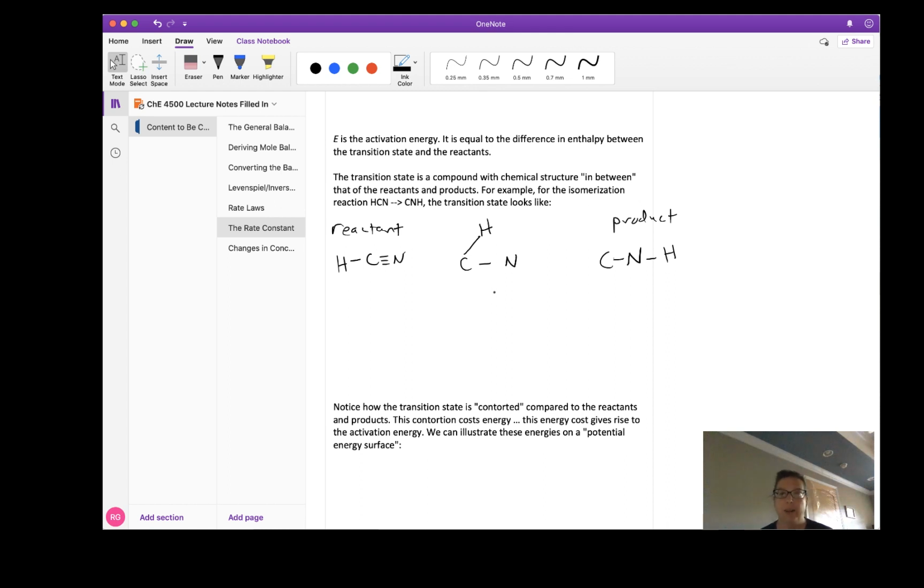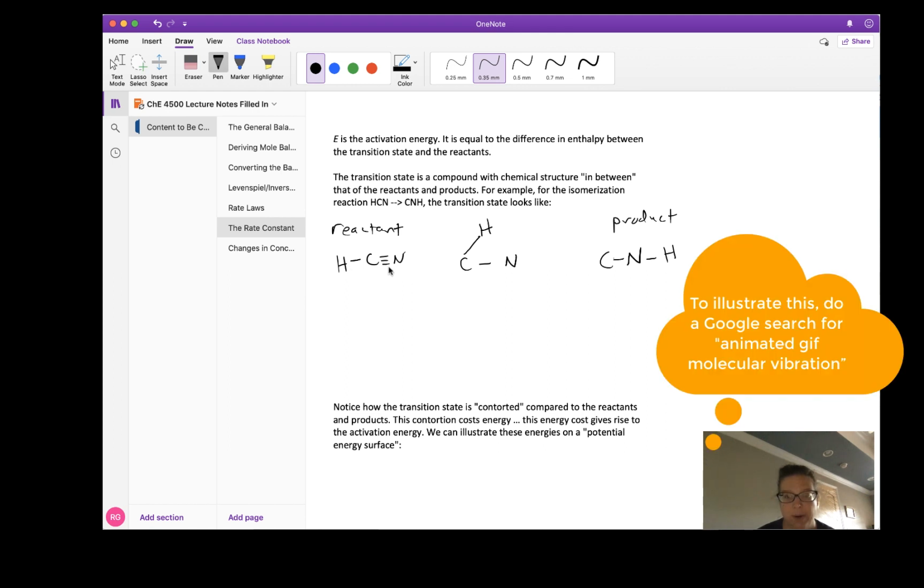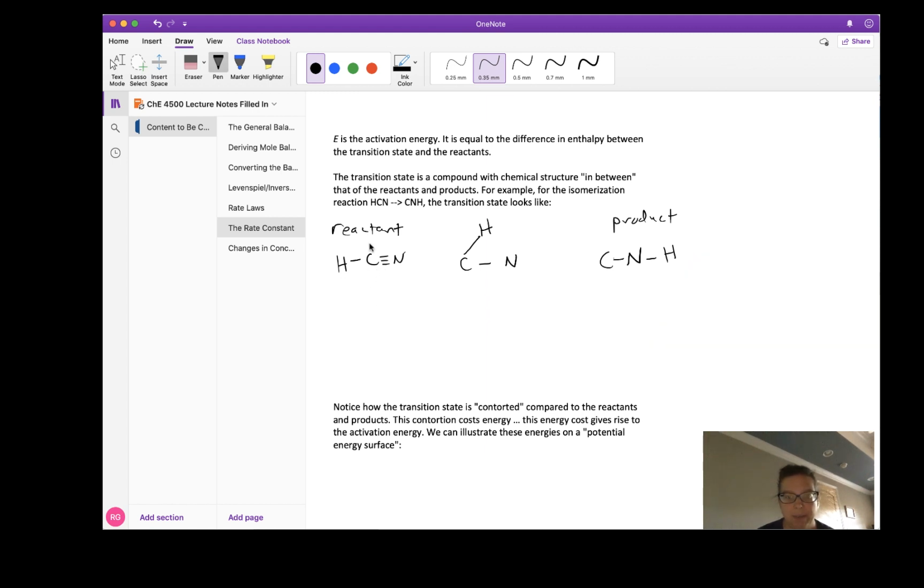But they also have vibrational degrees of freedom. So all of these bonds are vibrating, for example, so the hydrogen and the carbon are vibrating against each other, the carbon and the nitrogen are vibrating against each other, but also the carbon is vibrating up and down. And at some point it will vibrate enough up or down such that the molecule will start to look like it's bent like this.